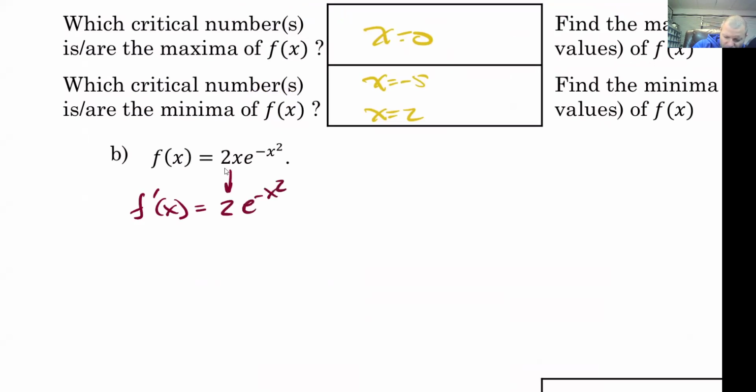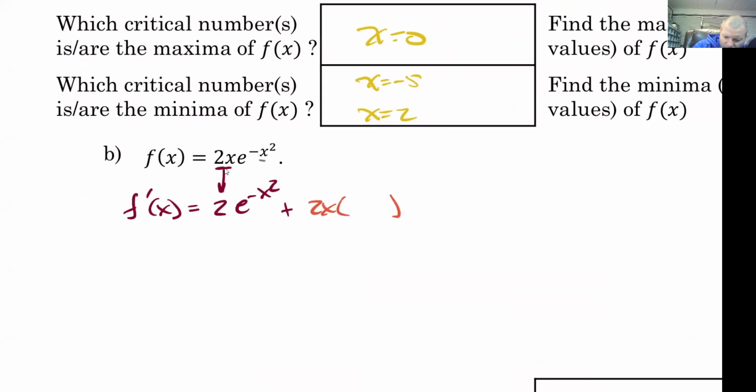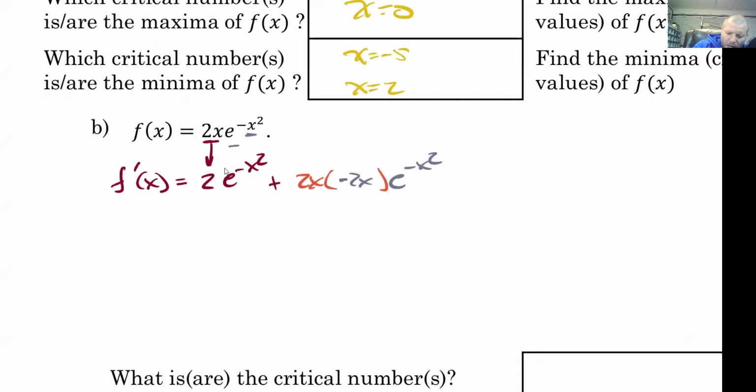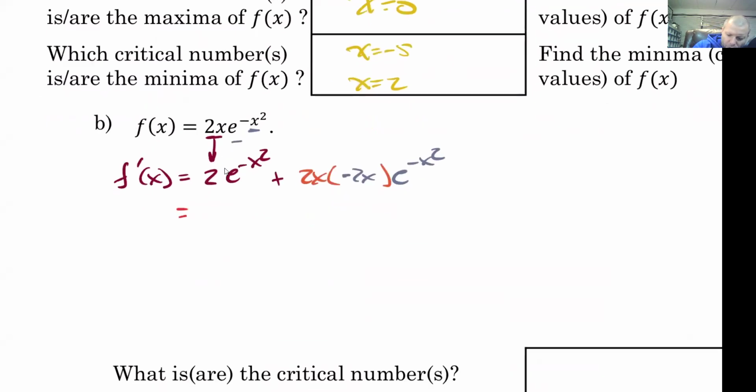Second function doesn't change. My second function, I'm going to get my first function, 2x, times the derivative of the second. Derivative of this is going to be negative 2x times your original function, e to the negative x squared. So this means that our derivative is going to be 2e to the negative x squared minus 4x squared e to the negative x squared.